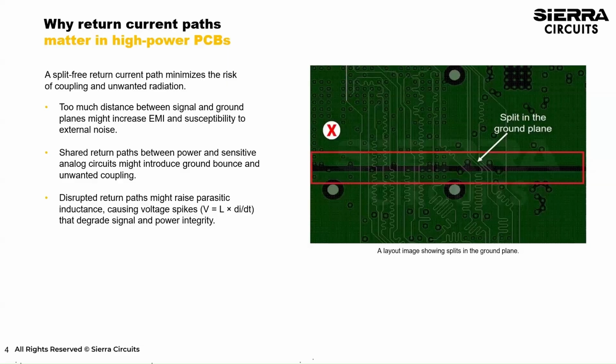Problems arise when that return path is interrupted by plane splits, gaps, or poor layer planning. The current is forced to detour, increasing the loop area and allowing the circuit to radiate more electromagnetic energy.